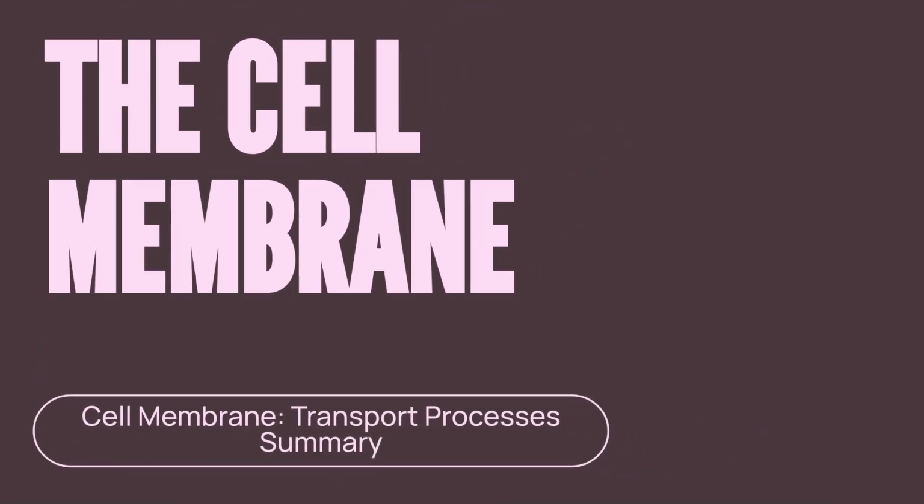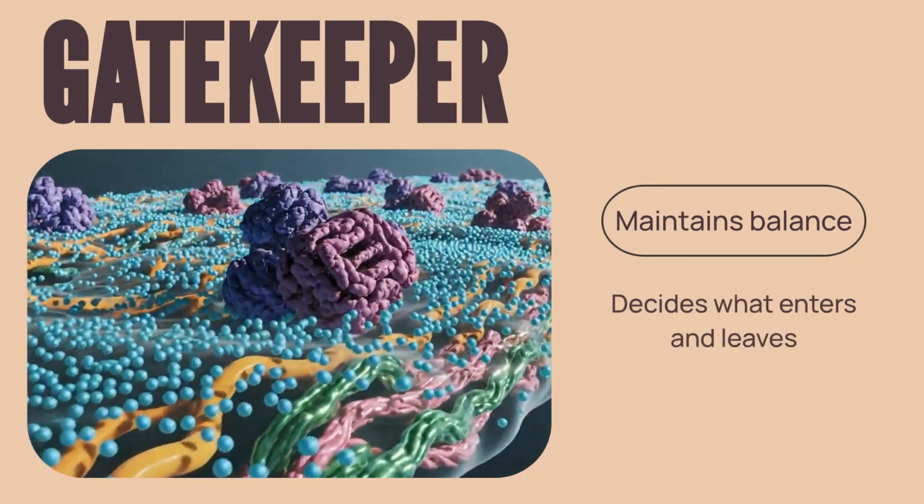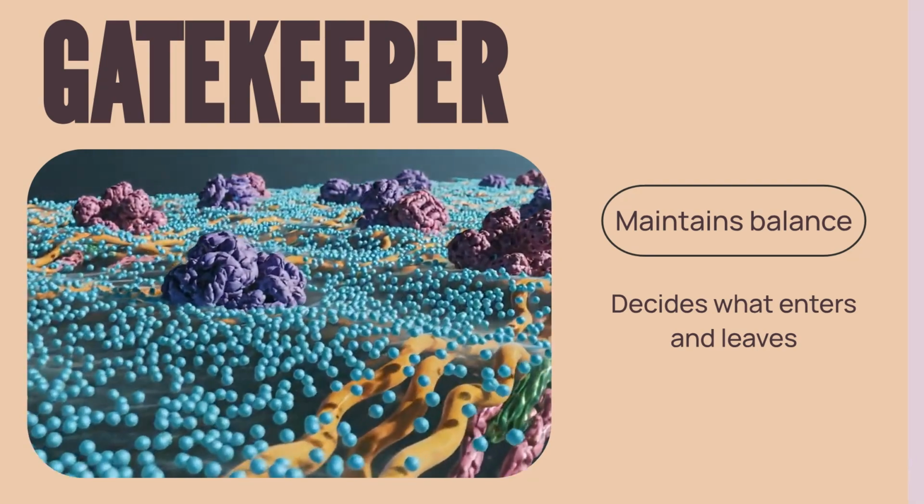First, let's remember the membrane's crucial role. It is the ultimate gatekeeper, deciding exactly what enters and leaves the cell. This lipid bilayer acts as a selective barrier, ensuring the cell maintains its necessary internal balance.